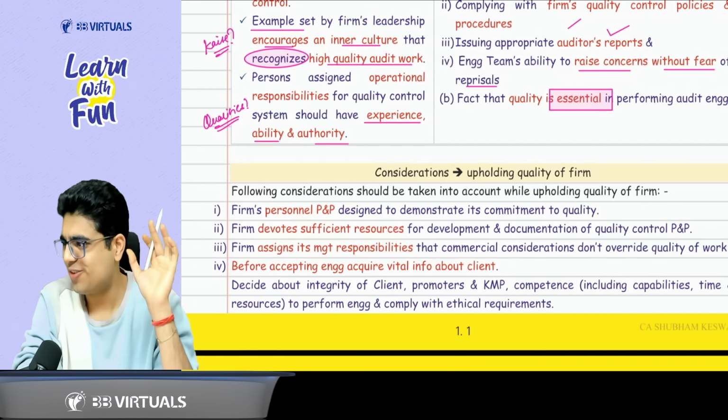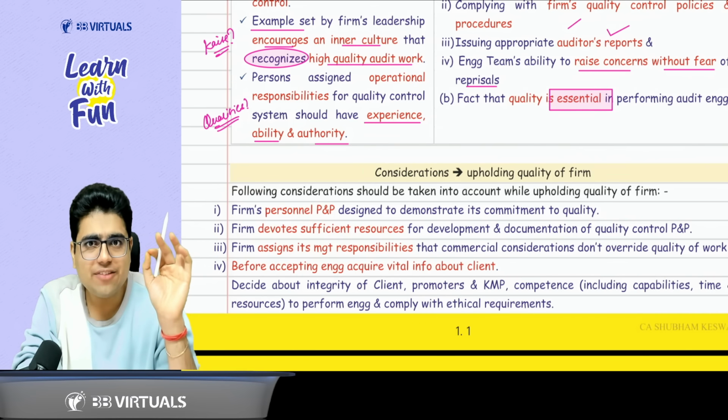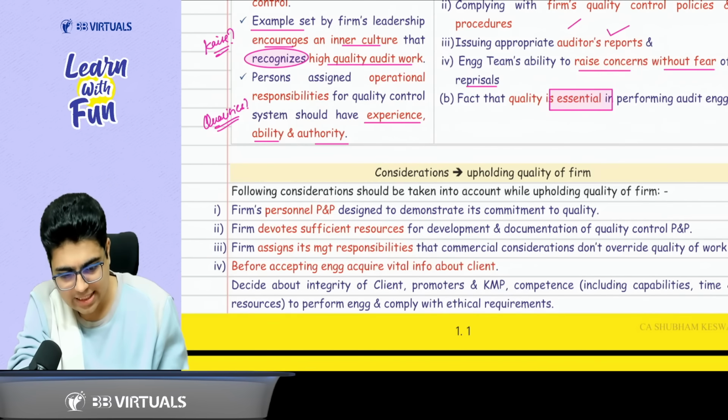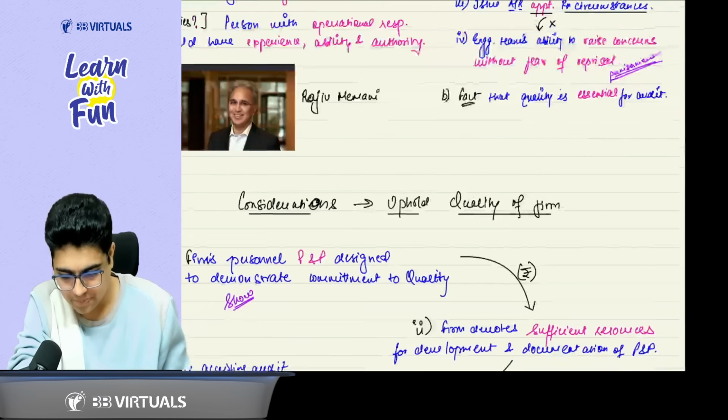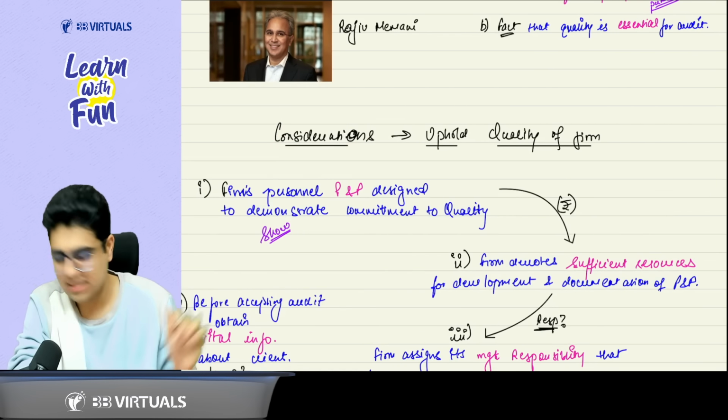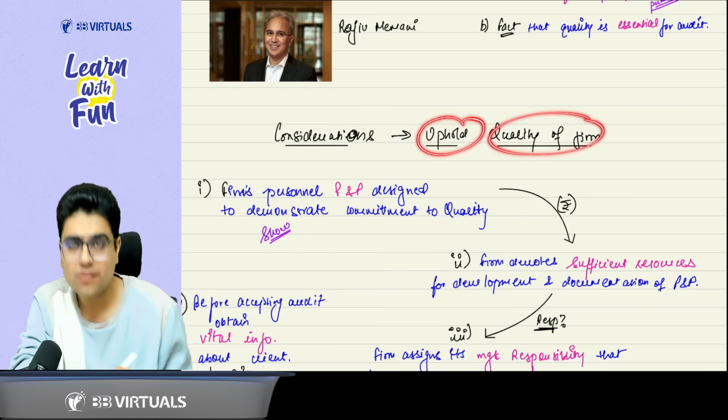Sir, quality of work. Quality of work should be given the priority. So this is what this point says, that as a person, as a firm, you should give consideration to certain things to uphold the quality of the firm.